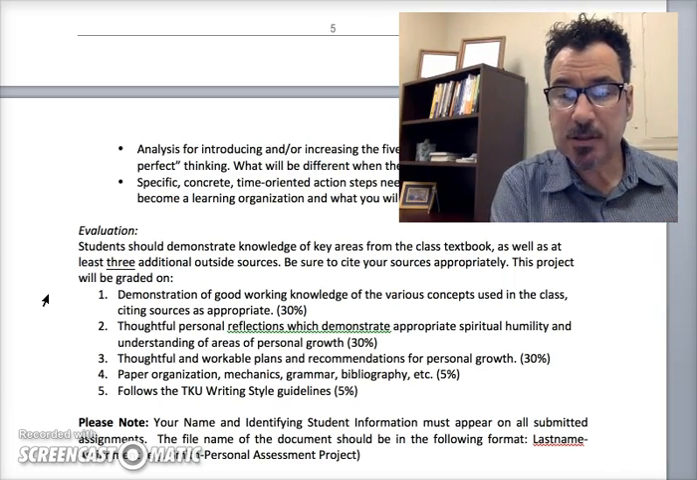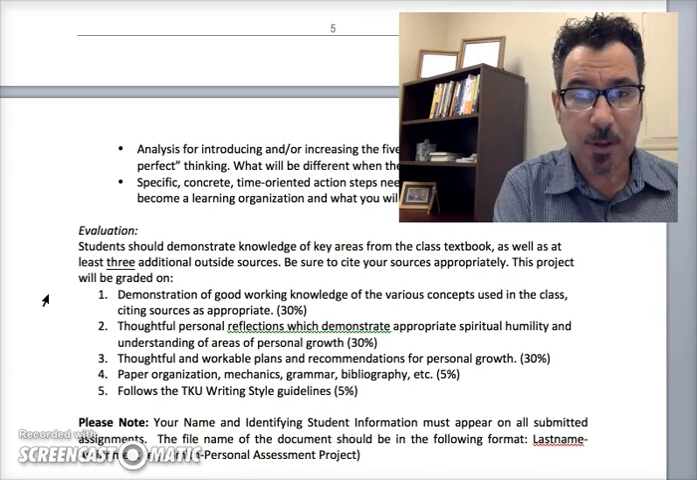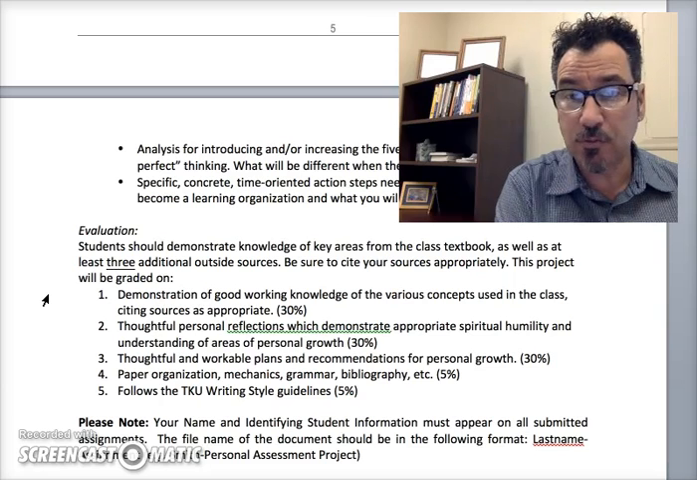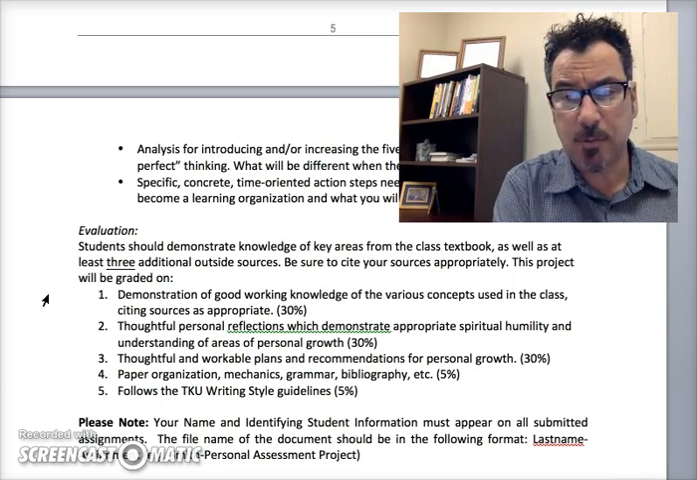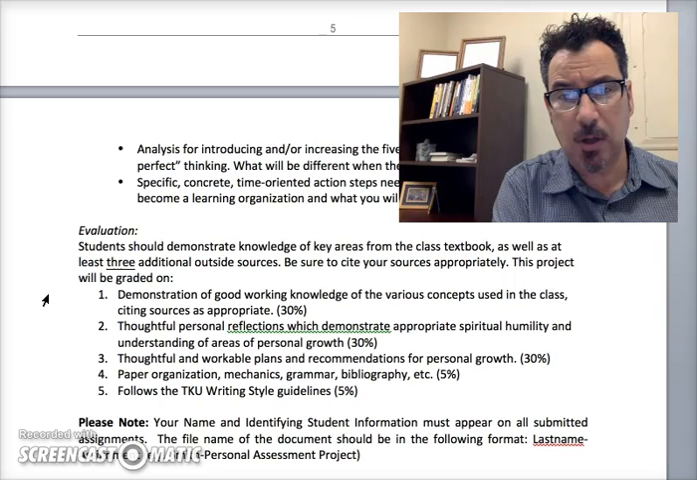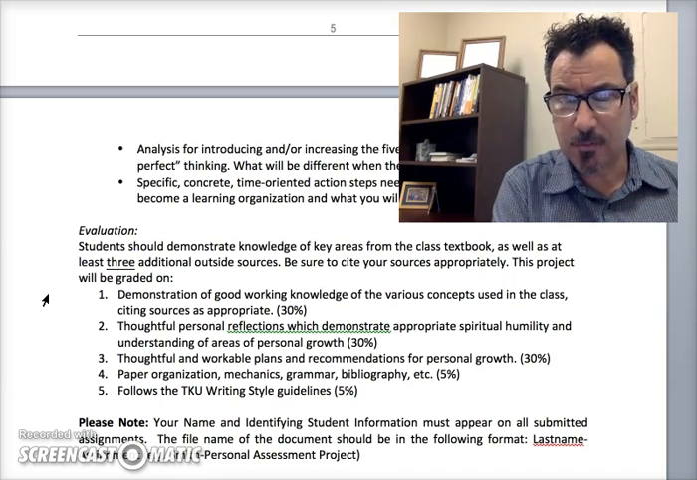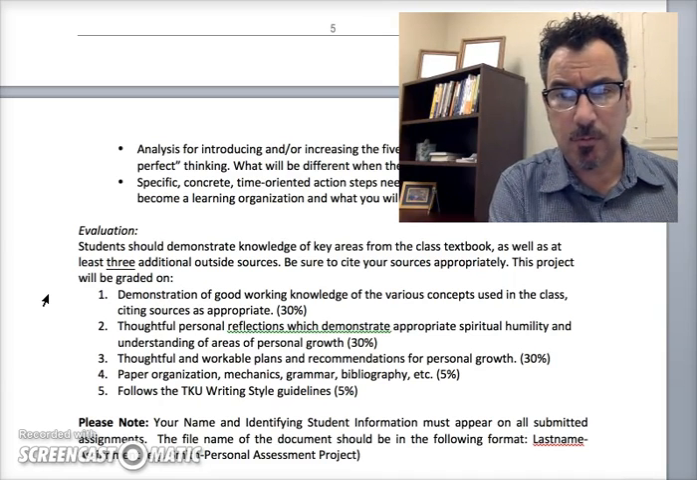The organization, mechanics, grammar, bibliography, etc. All right, so please review your papers, review it twice, maybe have somebody else review it for you. I'm surprised how many papers, even at the grad level, show up with bad spelling, bad grammar, and those sorts of things. All right, so double check those things, okay? You can lose points for being a little sloppy there.